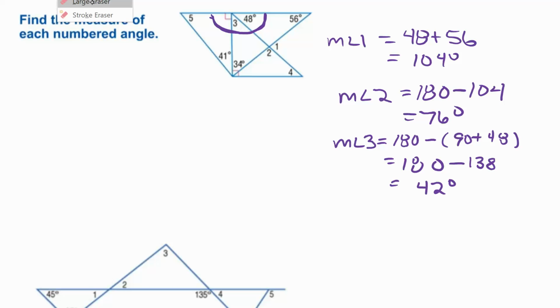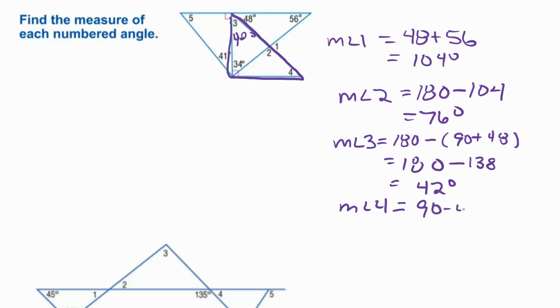The next angle I want to find is the measure of angle 4. If I look at this right triangle right here, I already know that the measure of angle 3 is 42 degrees. So to find the measure of angle 4, the two non-right angles have to have a sum of 90 degrees. So I could do 90 minus 42, which would give me 48 degrees.